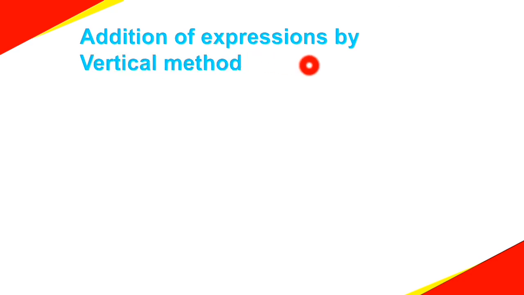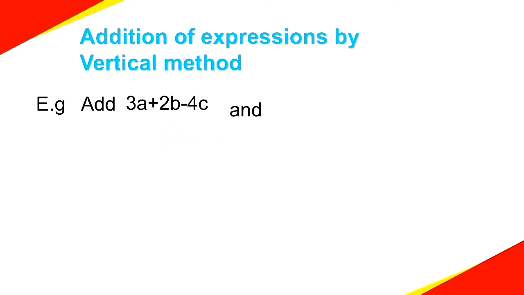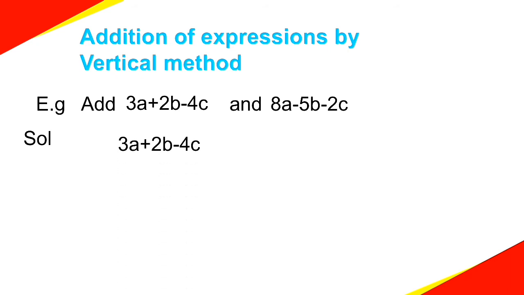Addition of expressions by vertical method. Example: add 3a plus 2b minus 4c and 8a minus 5b plus 2c. Now we are going to solve by using the vertical method. 3a plus 2b minus 4c, 8a minus 5b plus 2c. Now we are going to solve.